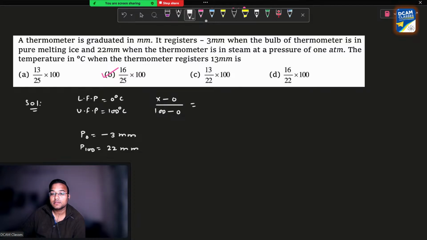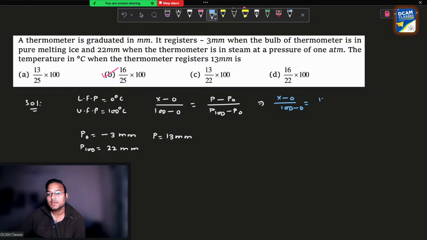Acha, now the pressure they have given, pressure registered, is 13 mm. So you can use this relation P minus P naught by P100 minus P naught. So you will get x minus 0 by 100 minus 0 is equal to 13 minus of -3 divided by 22 minus of -3. So x by 100 is equal to 16 by 25. Oh, it was very easy. X is equal to 16 by 25 into 100.